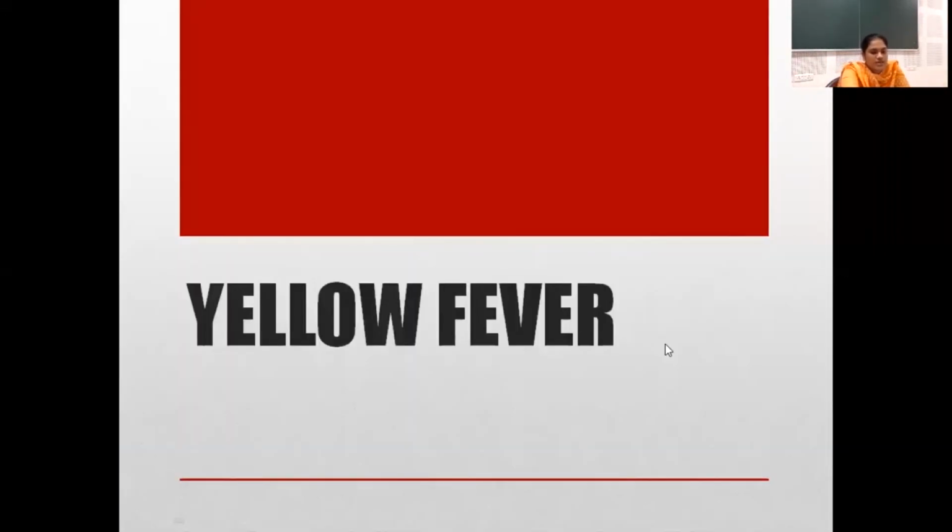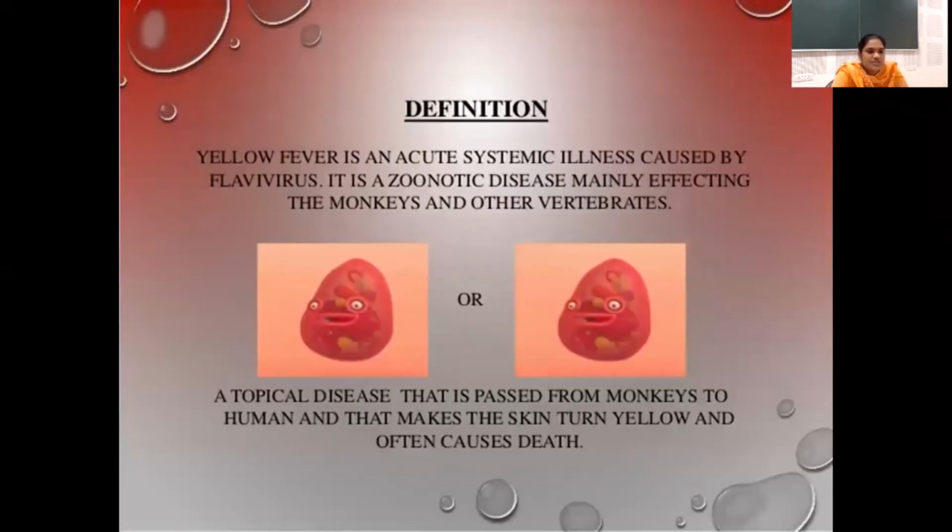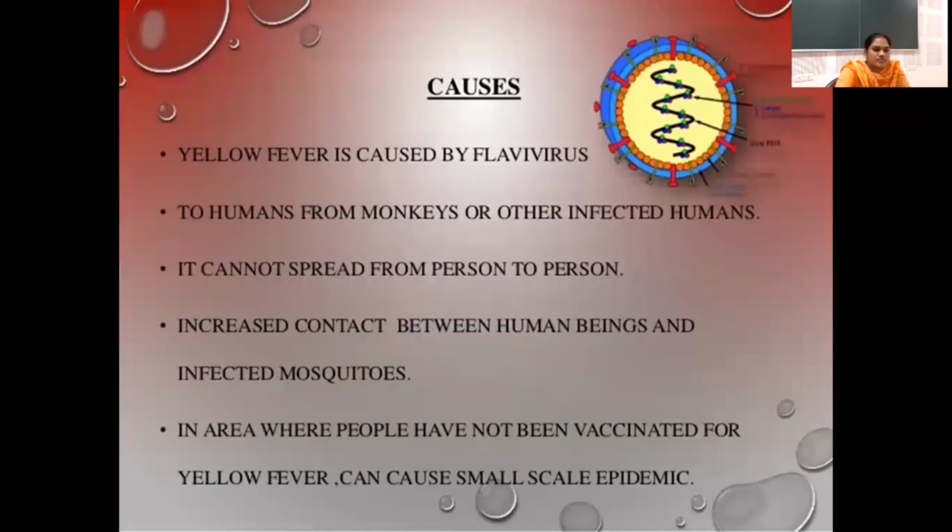The next topic is yellow fever. Yellow fever is an acute viral hemorrhagic fever caused by the flavivirus. It mainly affects monkeys and other vertebrates. It is a tropical disease that is passed from the monkeys to the humans. It is most commonly seen in Africa. The flavivirus is the cause. It is transmitted from other infected humans and monkeys through mosquitoes. It cannot be spread from person to person.